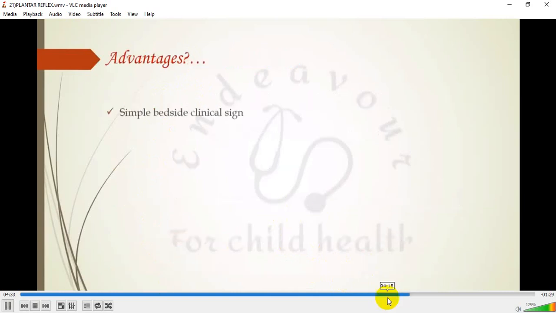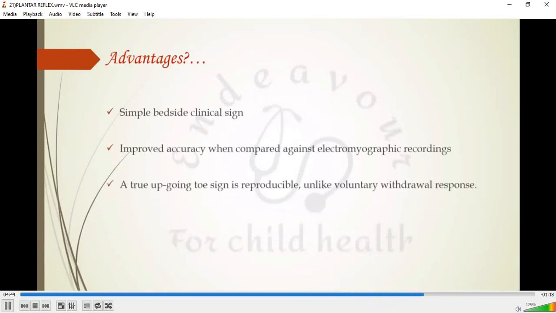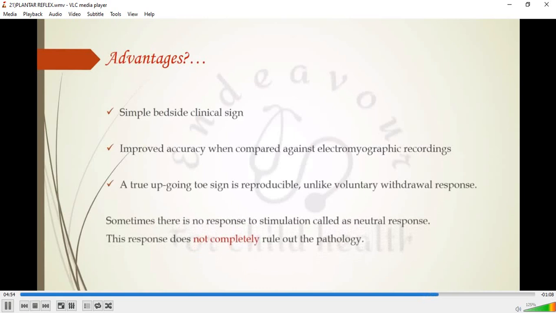So what are the advantages of eliciting the Babinski sign? First, it is a simple bedside clinical sign. Second, it has an improved accuracy when compared against electromyographic findings. And the true upgoing toe sign is reproducible, unlike voluntary withdrawal response, which the child might not be able to repeat in the same manner. But one must remember that sometimes there is no response to stimulation, and this is referred to as neutral response. This response, however, does not completely rule out the pathology.